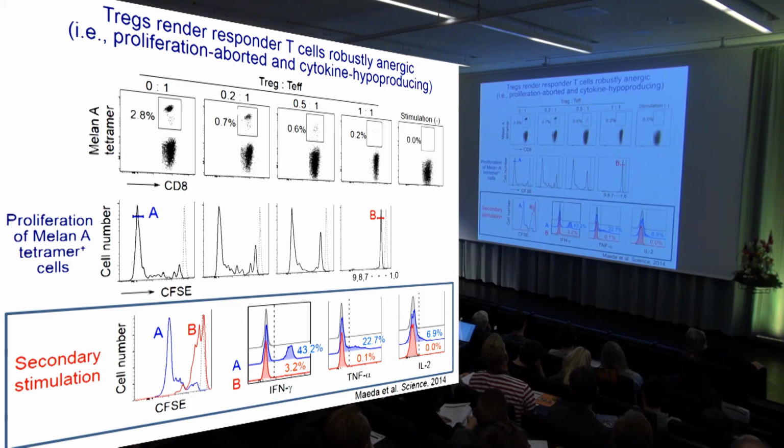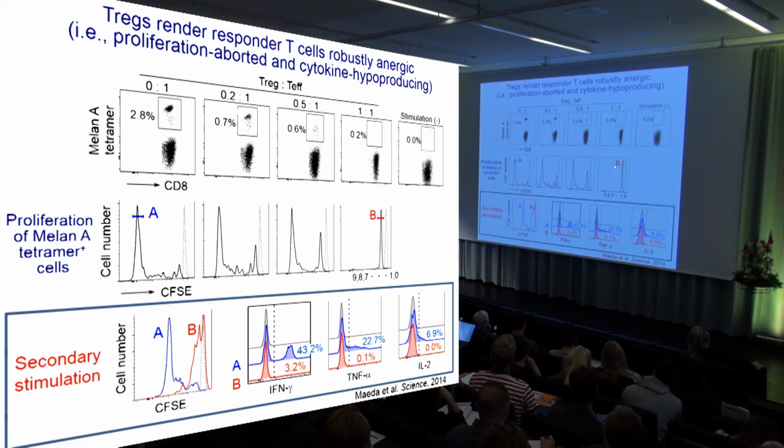And more importantly, if you label the cells with CFSE, this is to look at the dividing cells. So the T cells divide 1, 2, 3, 4, 5 times. This is the CFSE labeling. So without Treg, the Melan-A specific T cells expanded many times in cell division and form this peak. But in the presence of Treg, they only divided once and accumulated, forming this peak.